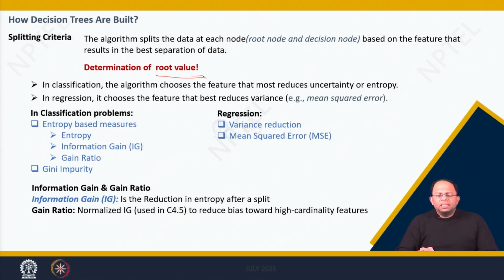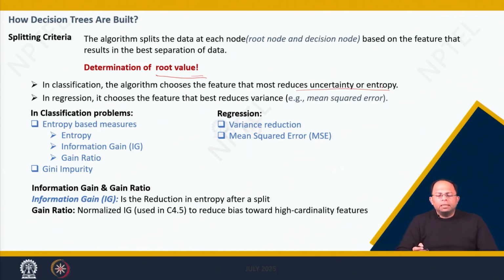So in classification, the algorithm chooses the feature that most reduces uncertainty or entropy. This is a very, very important concept. Uncertainty or entropy, we will discuss that in detail. What it means is we will choose a feature where, after using that feature to ask questions, we result in more distinct splits. That means there will be less uncertainty.